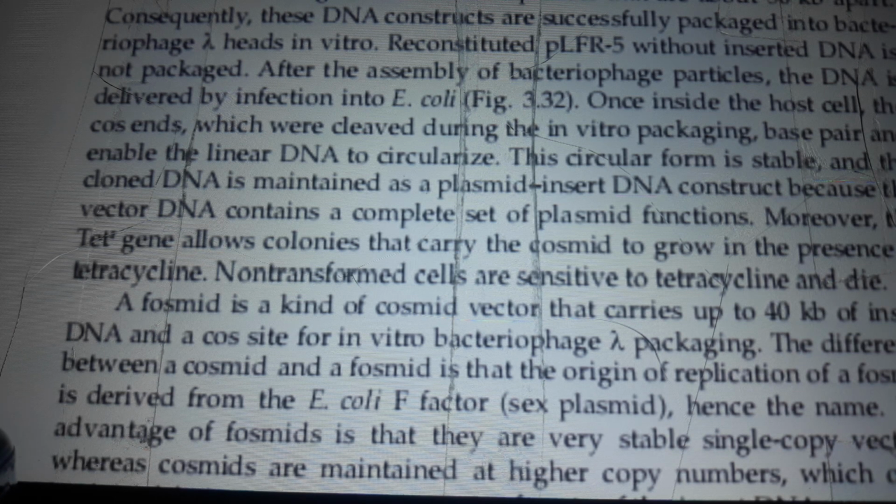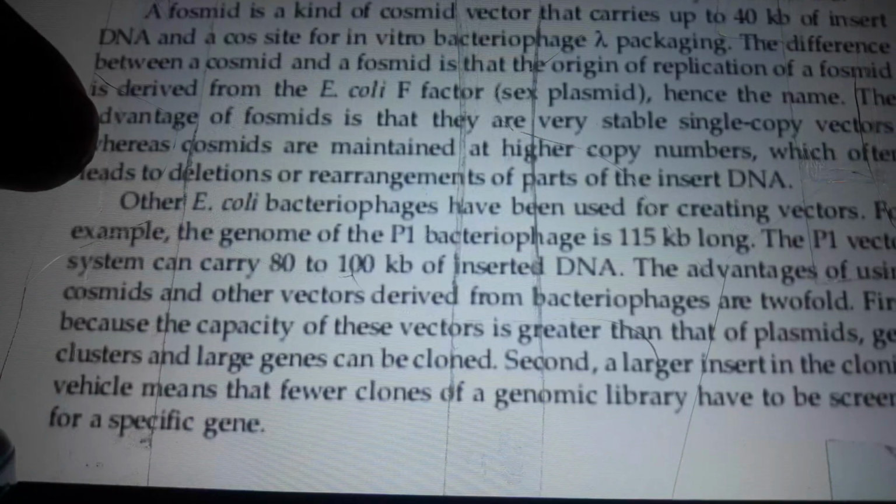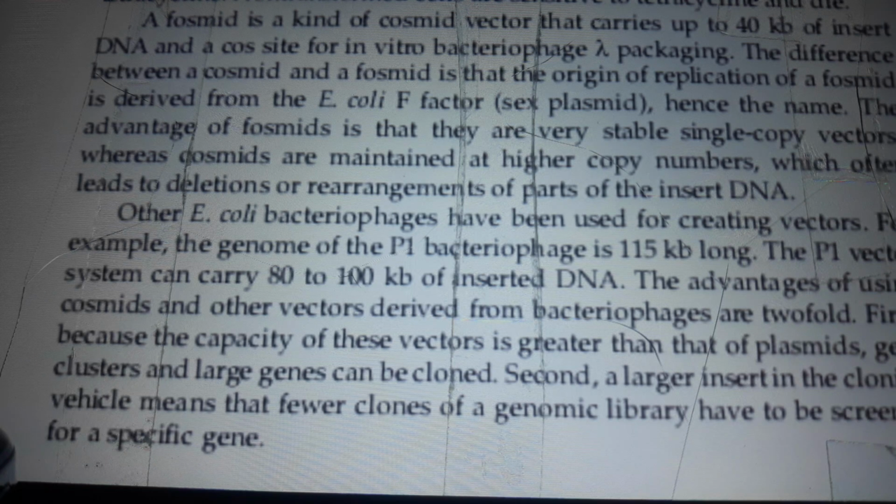Reconstituted pLFR5 without inserted DNA is not packaged. After the assembly of bacteriophage particles, the DNA is delivered by infection to E. coli. Once inside the host cell, the cos ends, which were cleaved during the in vitro packaging, base pair and enable the linear DNA to circularize. This circular form is stable, and the cloned DNA is maintained as a plasmid insert DNA construct because the vector DNA contains a complete set of plasmid functions. Moreover, the tet gene allows colonies that carry the cosmid to grow in the presence of tetracycline. Non-transformed cells are sensitive to tetracycline and die.